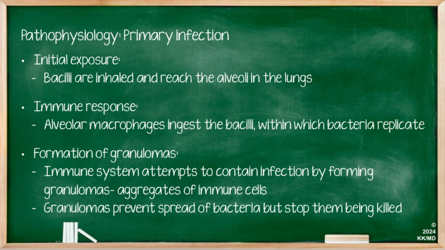Furthermore, into its pathophysiology, you can divide it into primary and latent infection. The primary infection consists of an initial exposure, which is when the bacilli are inhaled and reach the alveoli in the lungs. Then that will generate an immune response in which the alveolar macrophages ingest the bacilli, within which bacteria will replicate. And that will result in the formation of granulomas, which are the immune system's attempts to contain the infection by forming those aggregations of immune cells. And granulomas prevent spread of bacteria but stop them from being killed.